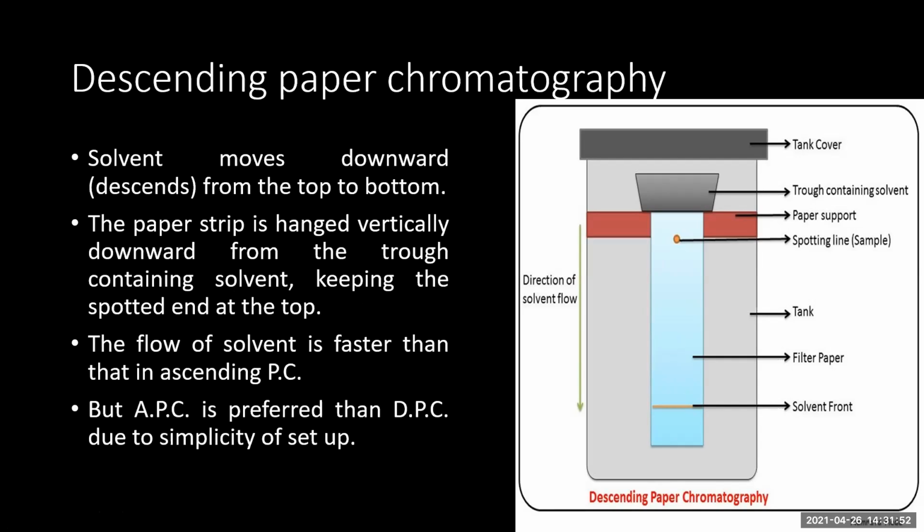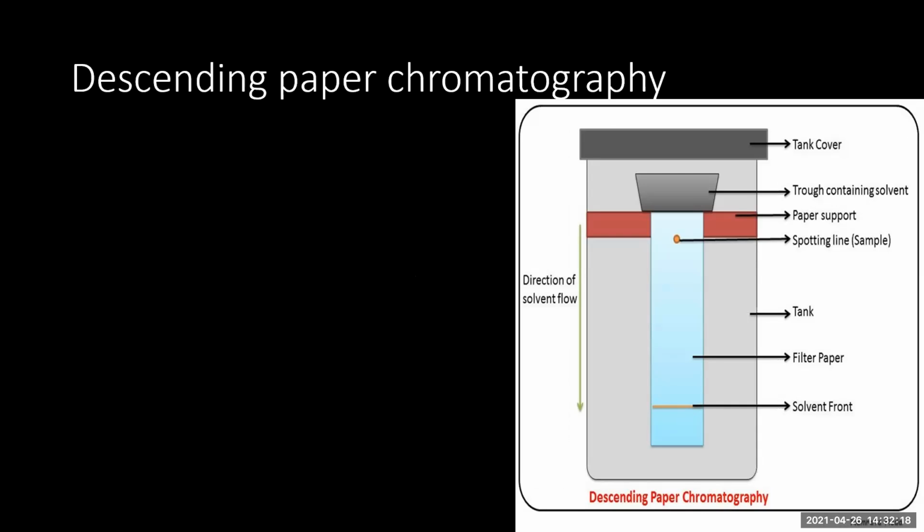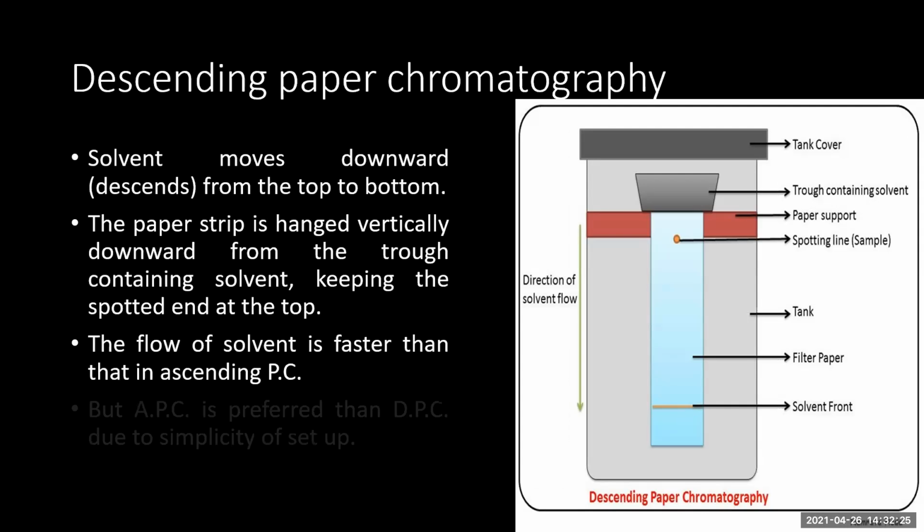But we prefer ascending paper chromatography to descending paper chromatography for only one simple reason. It is very easy to set up. It's not that difficult compared to descending. You just need a thread, hang the paper, and make sure the spotting line is above the solvent, compared to descending, where you have to take care of so many things. The instrumentation is a little complex in descending, so we try to use ascending as far as possible.